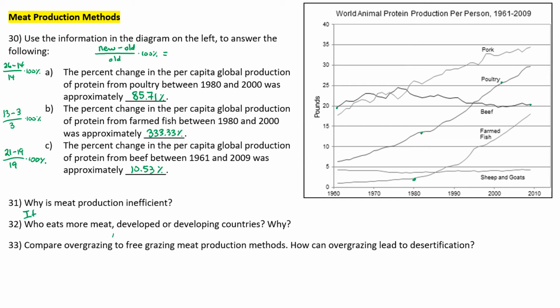31. Why is meat production inefficient? It requires masses of grain, water, and land. 32. Who eats more meat, developed or developing countries? And why? So the answer is developed countries, y'all, because meat is more expensive to produce.